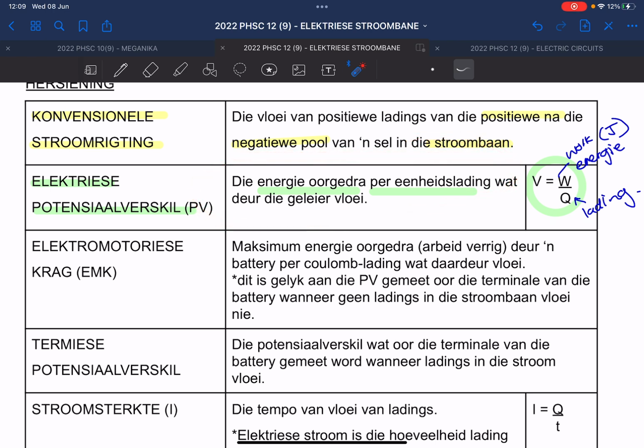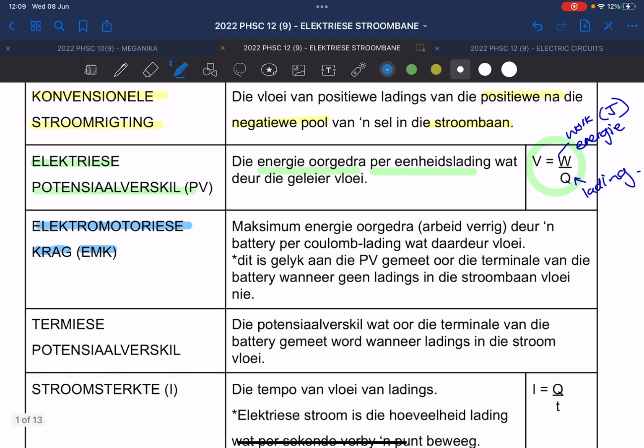Alright. Dan die volgende, the next one is the definition that I do ask a lot. The next one is the definition that they ask a lot because it links with your grade 12 work. Okay, so hierdie oorvleuel met jou graad 12 werk. So hulle vra vir die EMK of die elektromotoriese krag, electromotoric force. Okay, then only the first part is your definition. It's the maximum energy transferred, die maximum energie oorgedra deur 'n battery per coulomb lading.